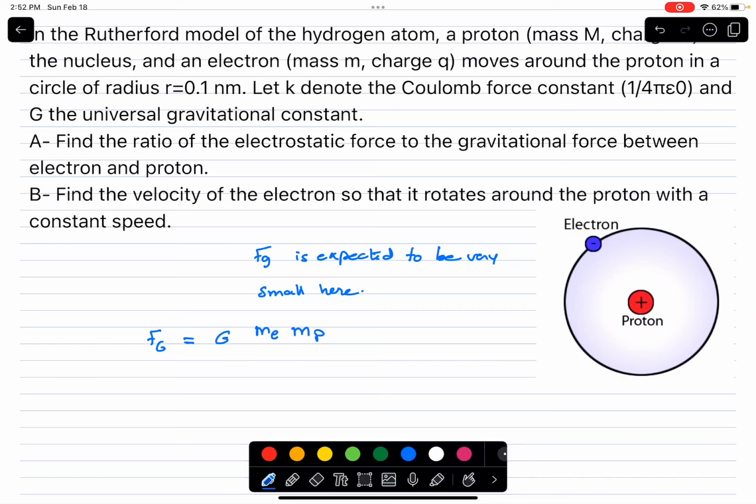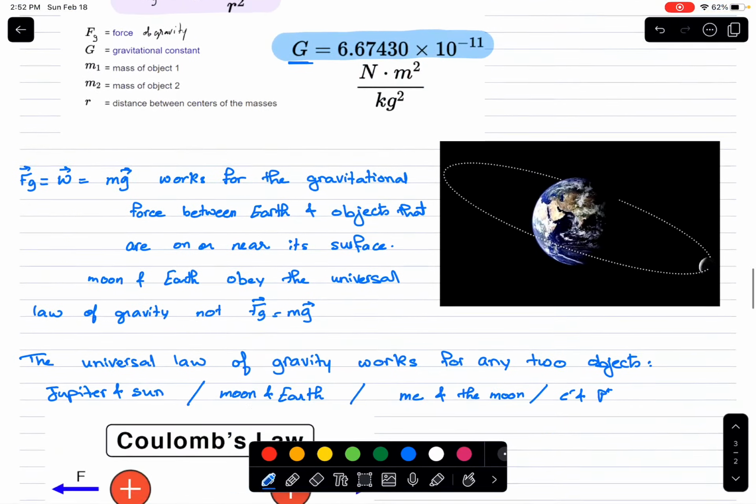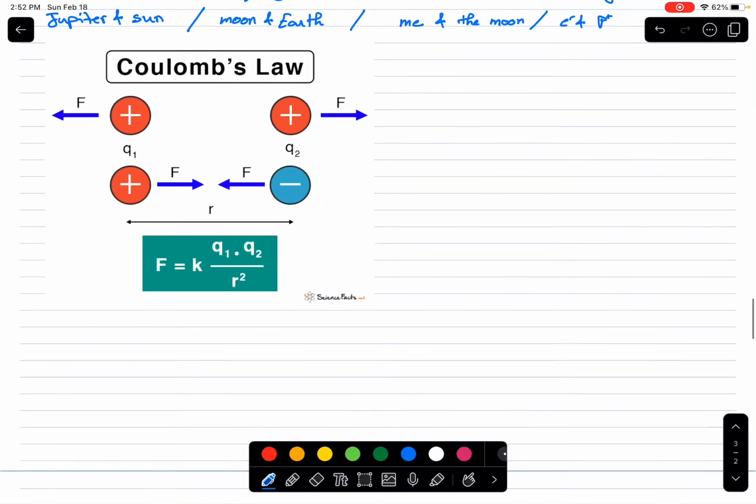So this will be G times the mass of the electron times the mass of the proton over the separation between them squared. This is Fg. Now our question is to find the electric force ratio to the gravitational force. To study the electric force, I remind you we're just going to use Coulomb's law.